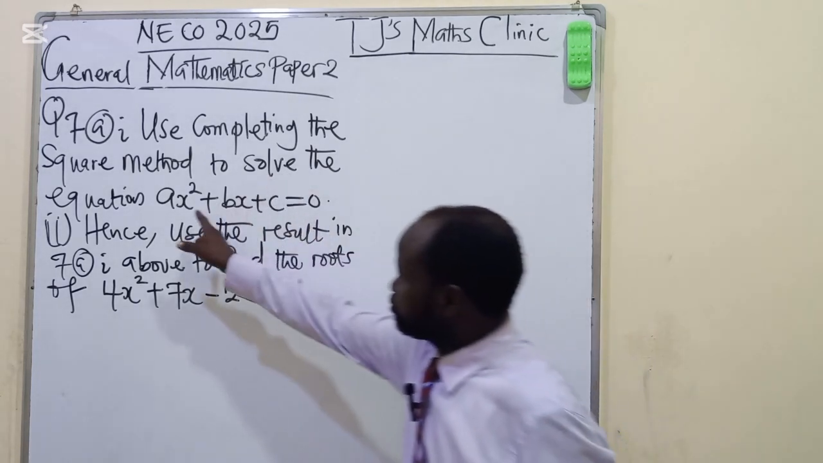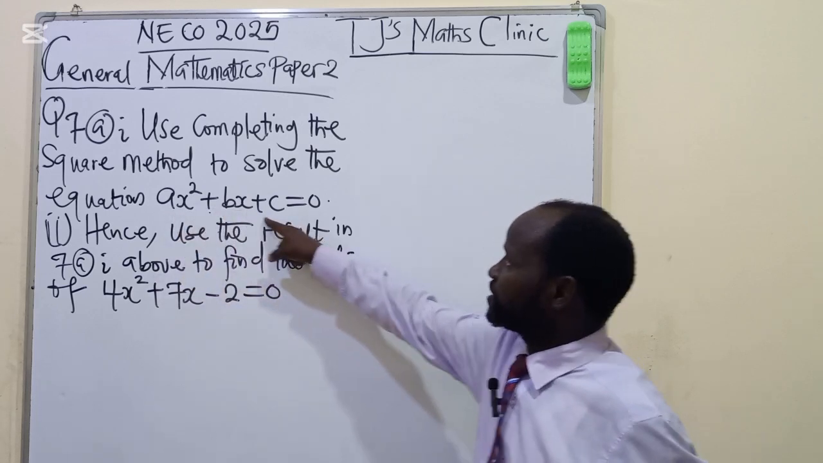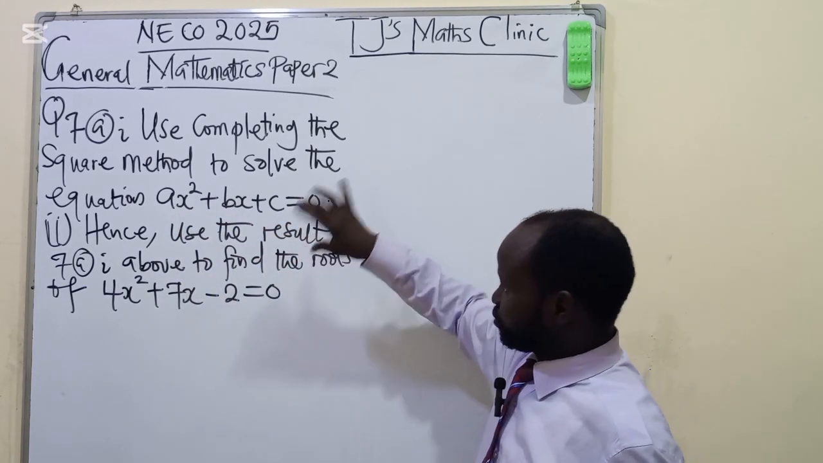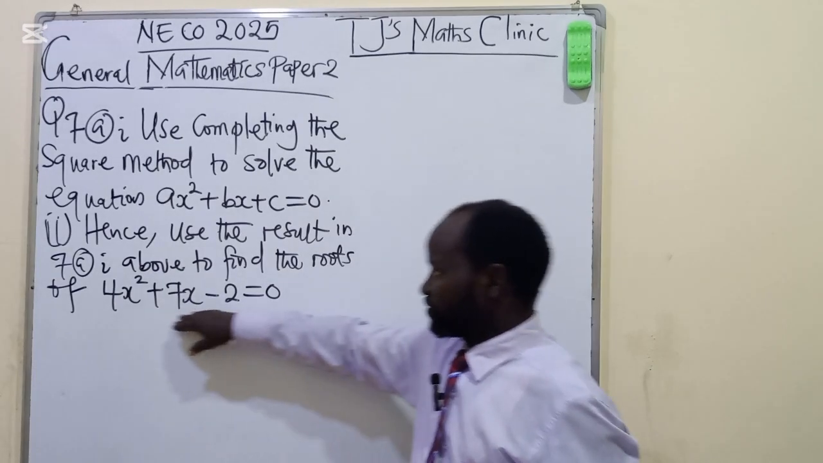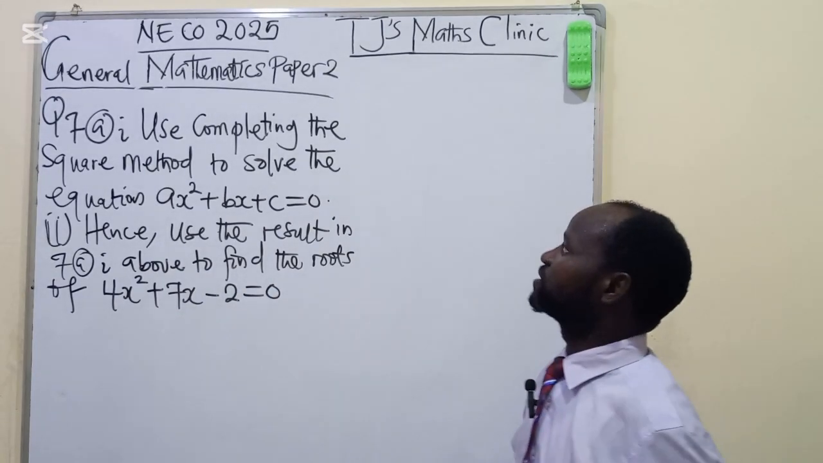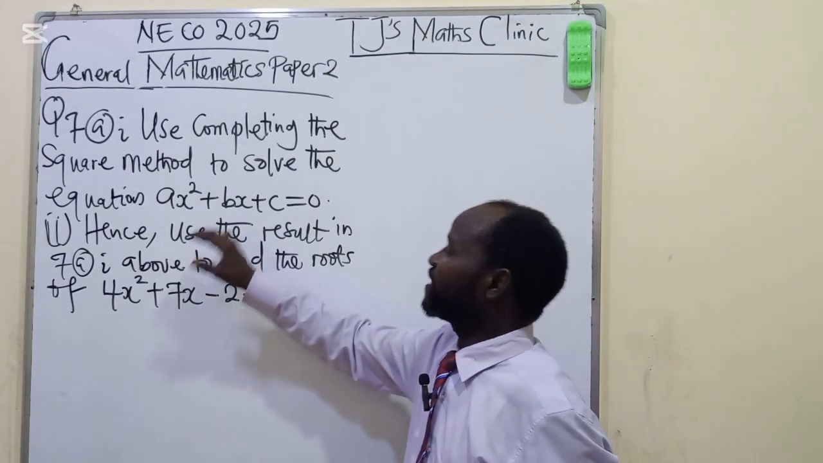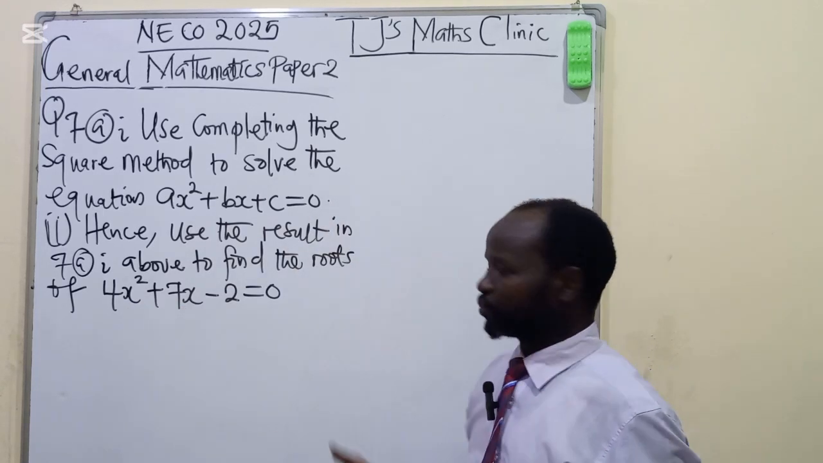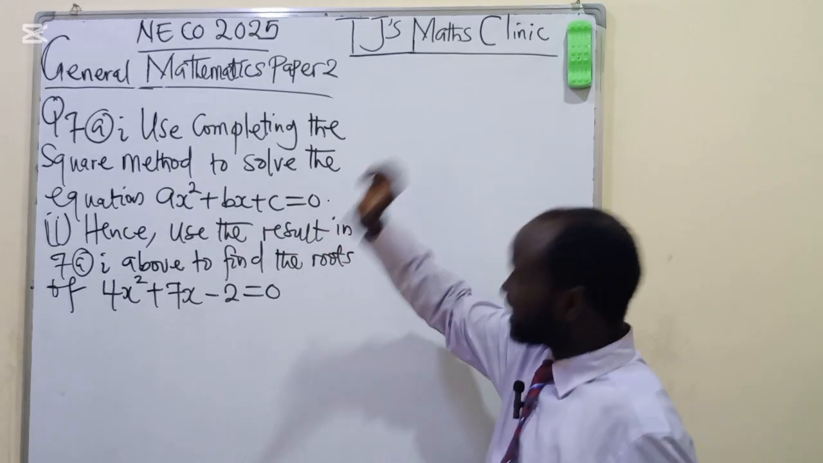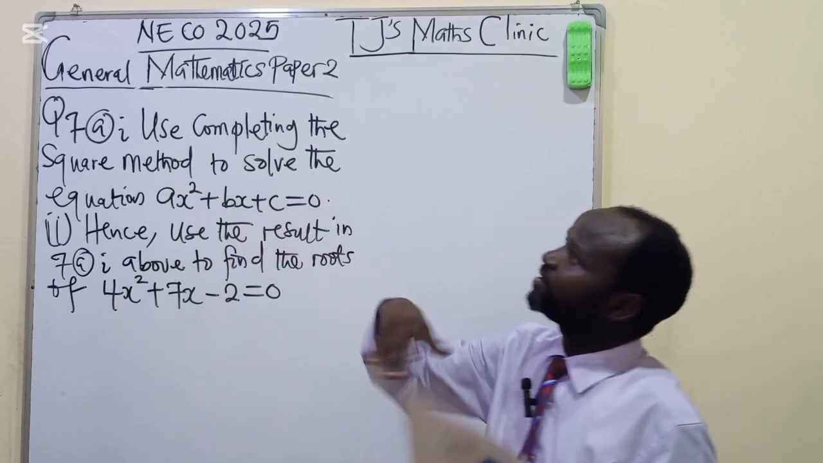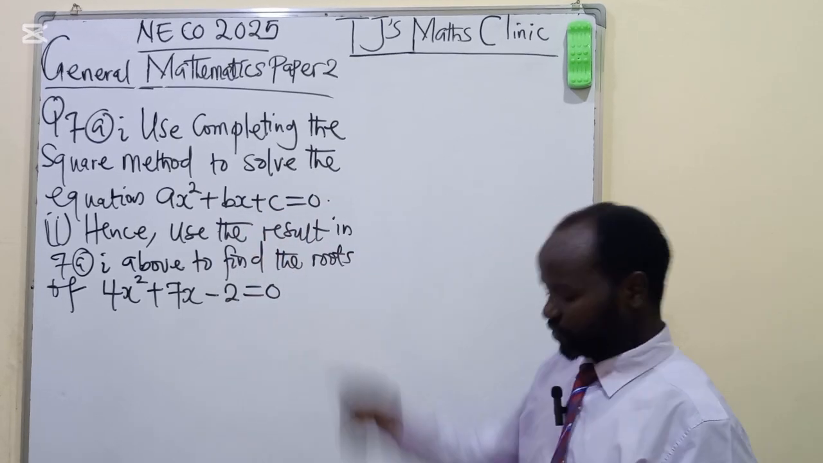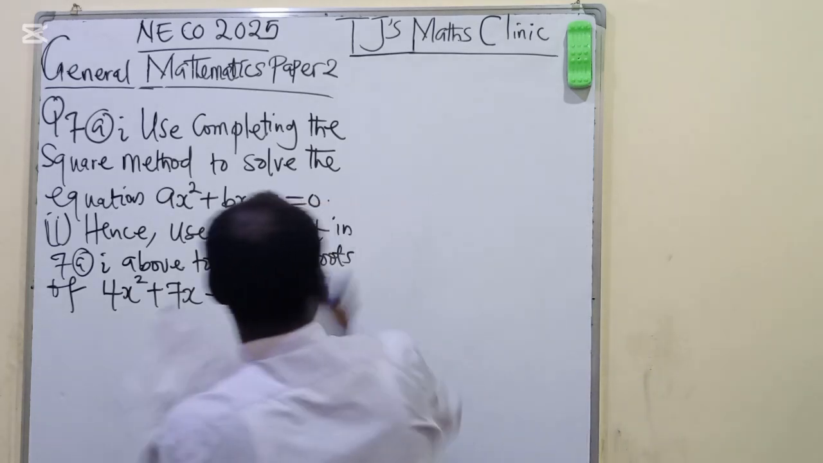It means we are to use completing the square method on this quadratic equation. And whatever result we have, we now use it to solve this other equation. Of course, indirectly, we are asked to find the general formula of quadratic equation. In other words, we are asked to derive that general formula of solving quadratic equation. Let's write down the solution.